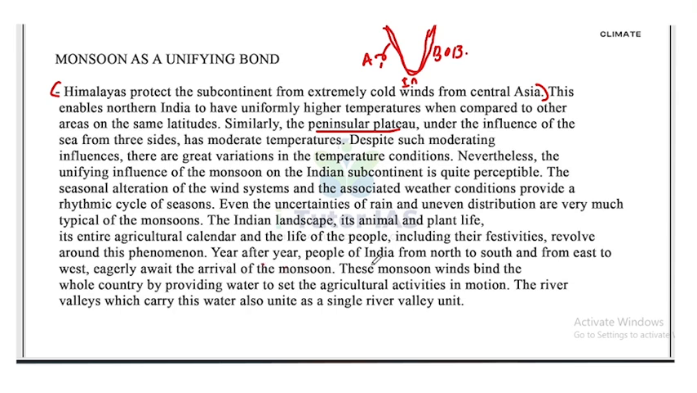Year after year, people of India from north to south and from east to west eagerly await the arrival of monsoon. This monsoon means binding the whole country by providing water, to set the agriculture activities in motion. The river valleys which carry this water also unite as a single river valley unit.